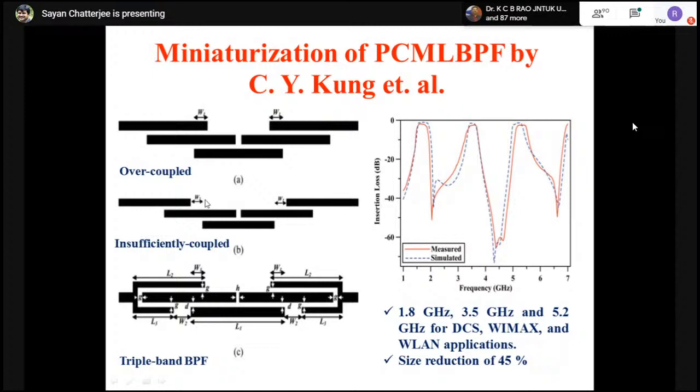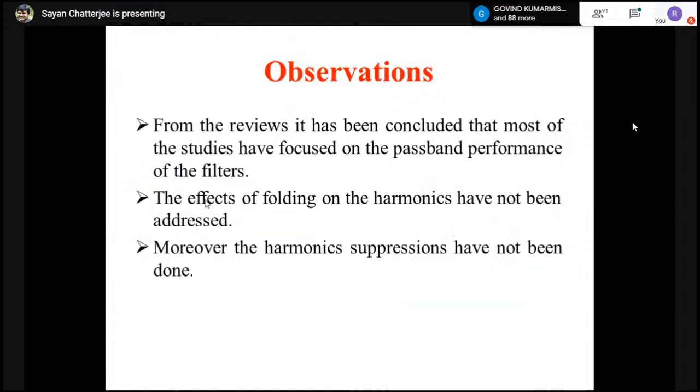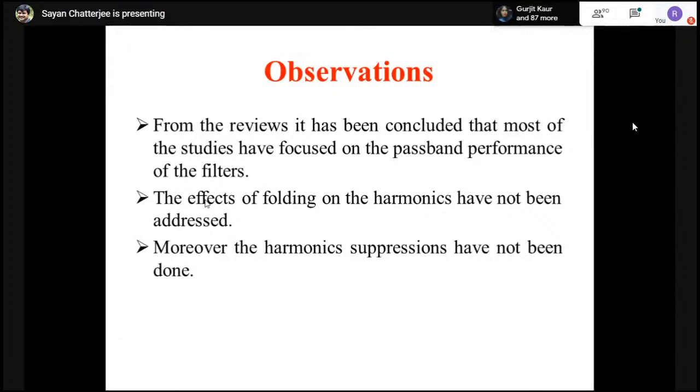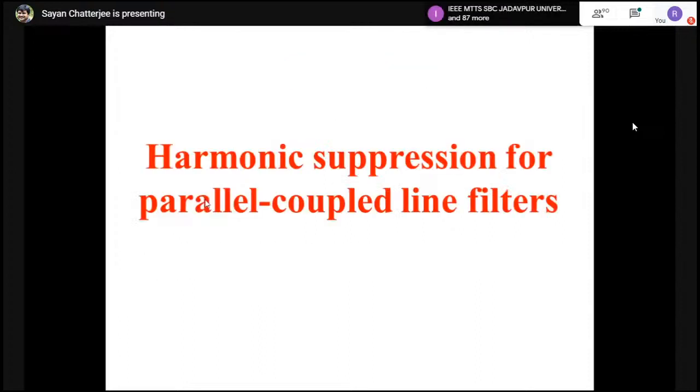So ultimately what we have observed is that folding is a good option. You can have a compact nature, but performance degradation is not at all maintained, or we cannot avoid the performance degradation, especially harmonics. In many of the papers you can see the compactness, but the harmonic suppressions are not addressed. And if you see it the other way, there are harmonic suppressions, but the compactness is not addressed.